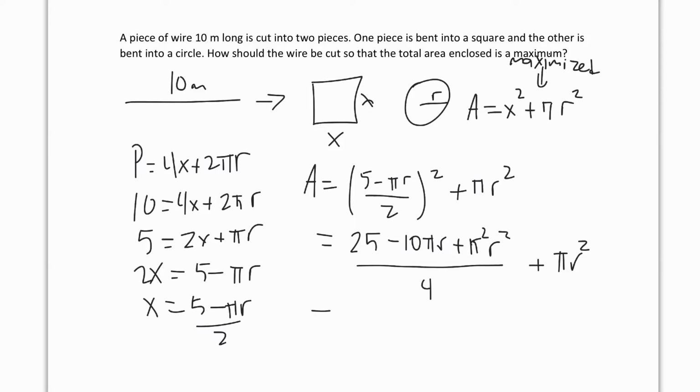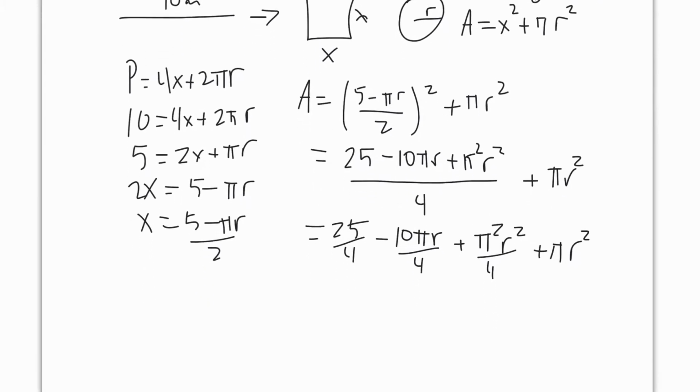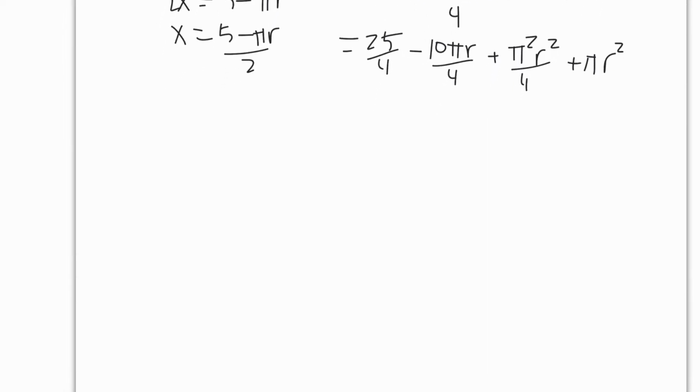And to do the calculus, it'll just be nice to have each one of these as its own fraction, so we can avoid the quotient rule. So 25 over 4 minus 10 pi r over 4 plus pi squared r squared over 4 plus pi r squared. All right, let's do some calculus. So we're going to get area prime is equal to, well, the first one's a constant, so that's gone, minus 10 pi over 4 plus 2 pi squared r over 4. Then we're going to get plus 2 pi r.